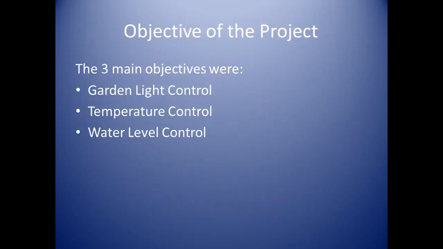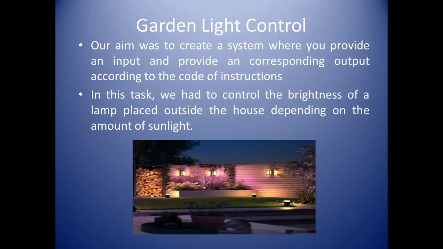Okay, now coming on to the project. There were three main objectives required in this project. The first is controlling the garden light. Second was the temperature control, and third was the water level control. So let's look at the three in detail.